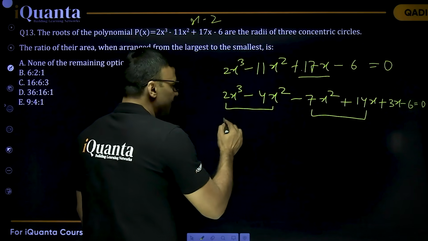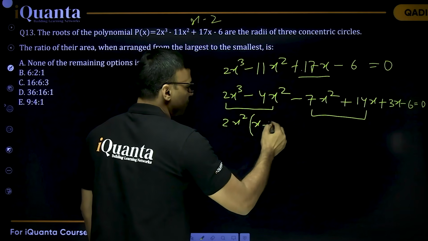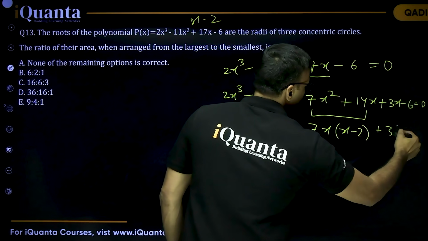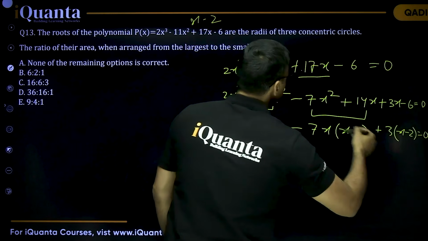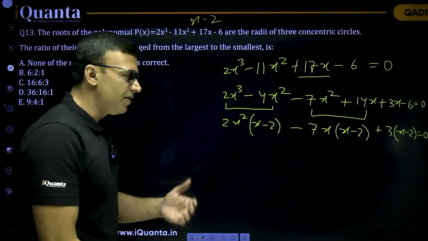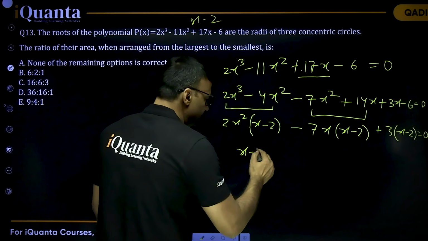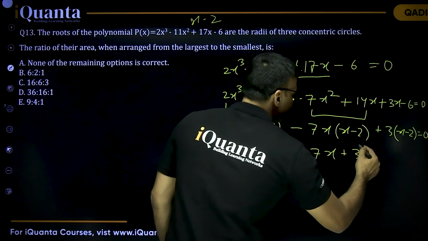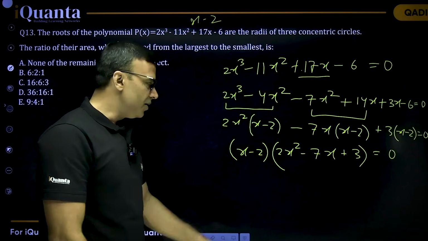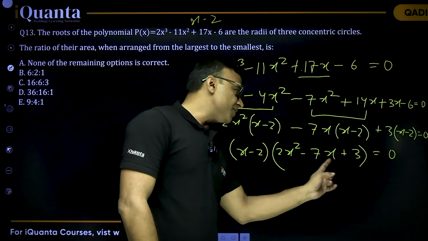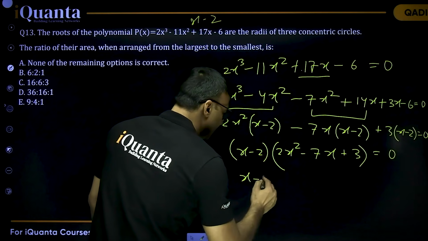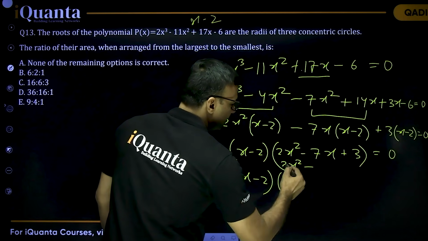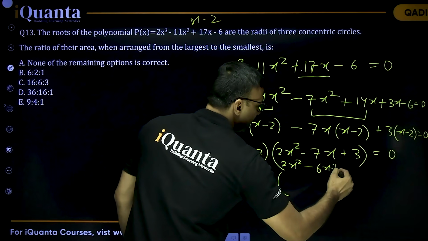So take 2x square common from here, you get x minus 2. Take minus 7x common from here, x minus 2. Take 3 common from here, x minus 2. Or you can also use the division method, divide this whole expression by x minus 2. Whatever way you want, you can do it. X minus 2 common, and the remaining portion will be 2x square minus 7x plus 3, which itself is a factorizable quadratic expression. 2 into 3 is 6, 6 into 1 is 6, and 6 plus 1 is 7. Nice. So this will give us x minus 2 into 2x square minus 6x minus x plus 3.